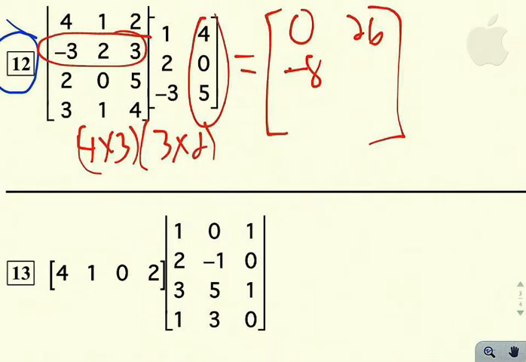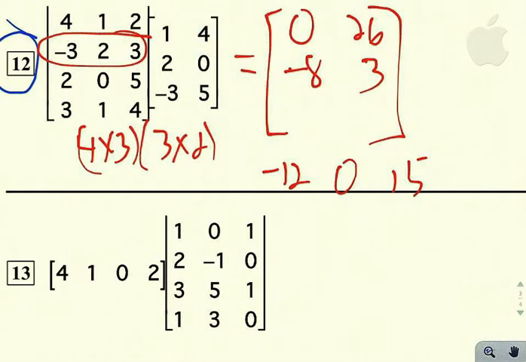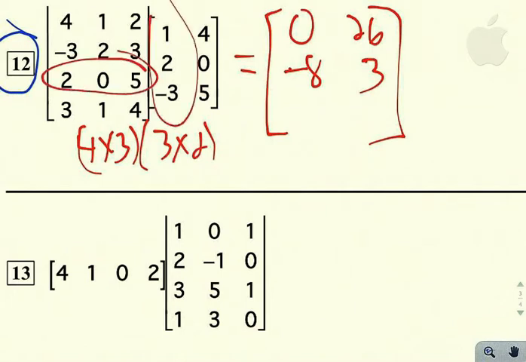Now second row, second column. The first numbers would be minus 12, second number is 0, third number is 15. Add them, you get 3. Now the third row, first column. First numbers would be 2, second 0, third minus 15. Add them, minus 13.